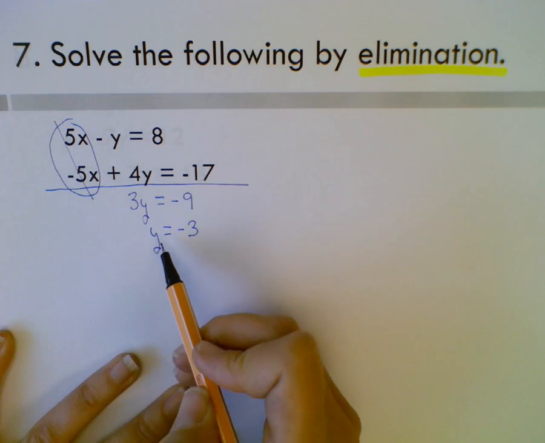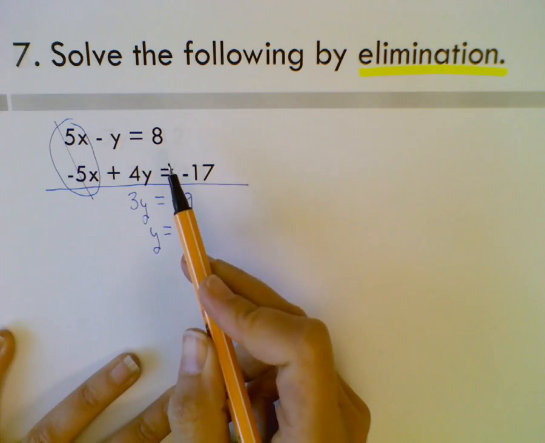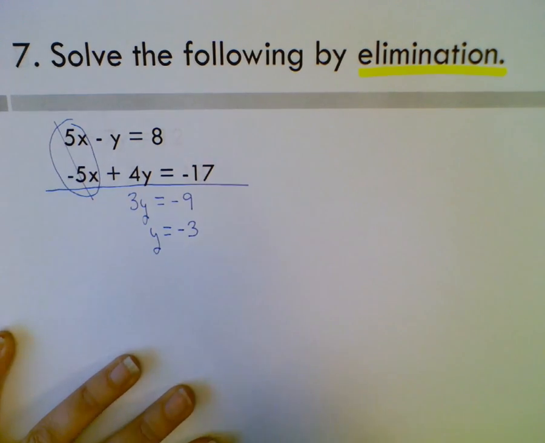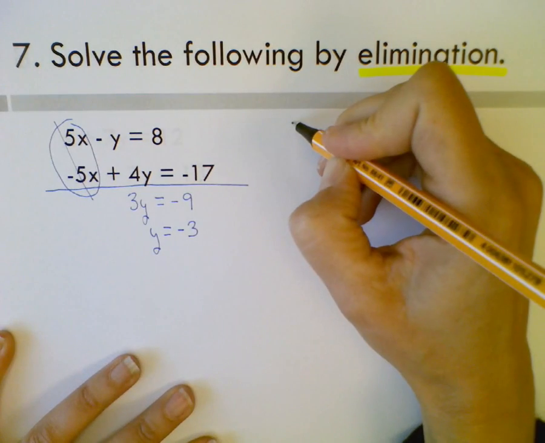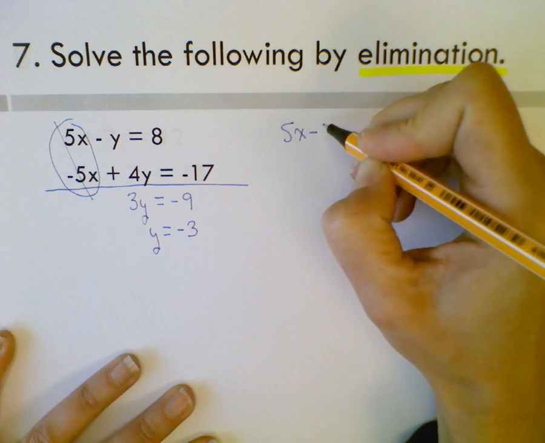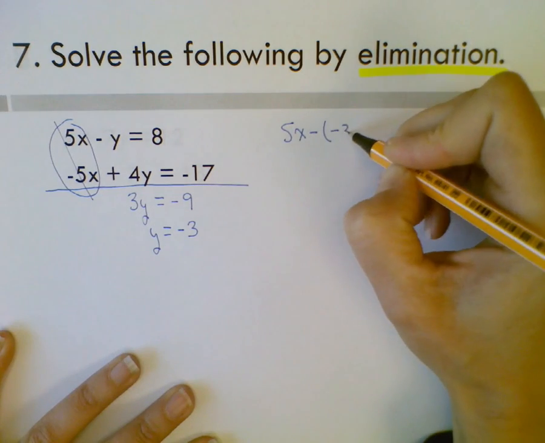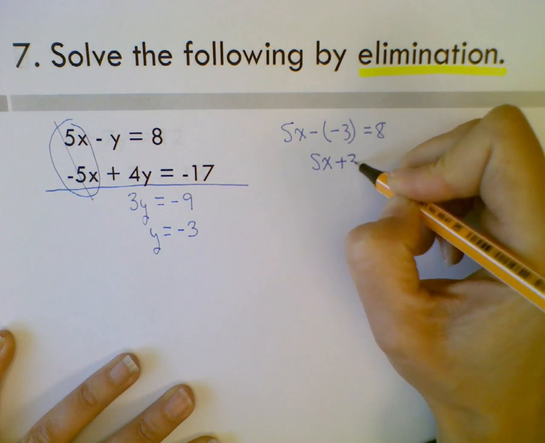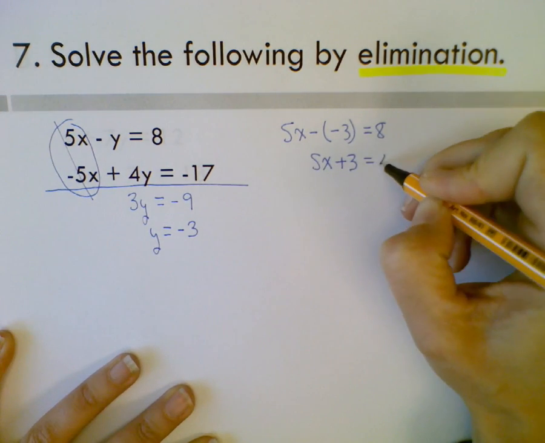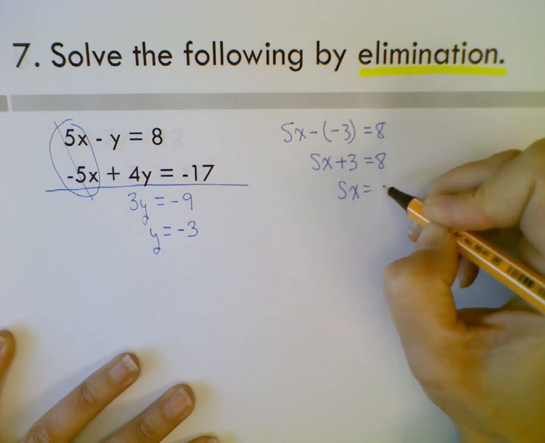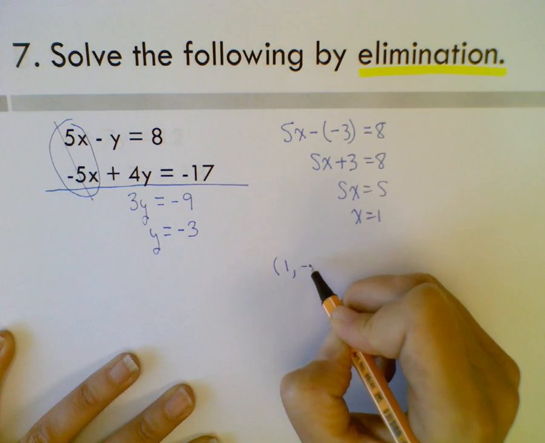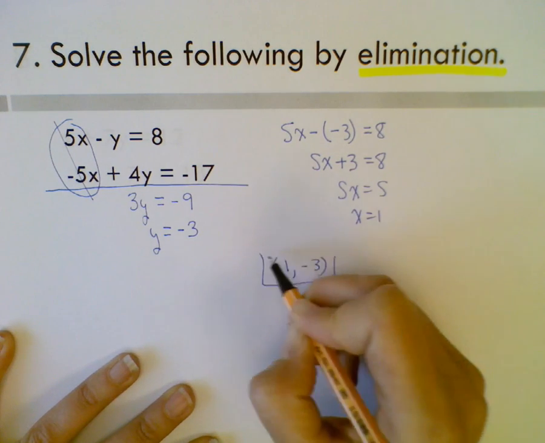I can take that value of negative 3 and plug it back in to either one or the other, because I haven't used just one, not like with substitution, right? So I'm just going to go back into the first one there. 5x minus negative 3 equals 8. So that's 5x plus 3 equals 8, where 5x equals 5 and x equals 1. So I've got (1, -3) for my solution.